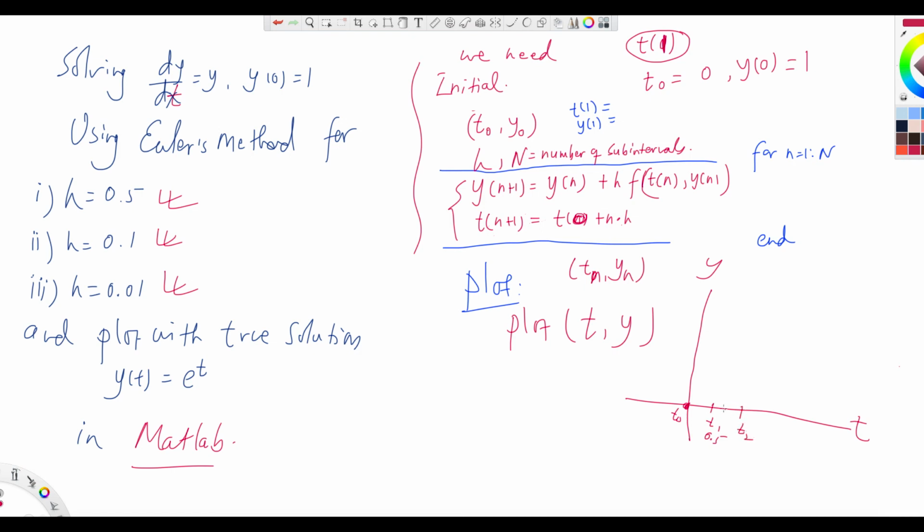t2 is also 0.5, right? And t3, t4, 1 2 3 4, and then t5. So these are the steps, right? These are basically the h is 0.5, so this is 0.5, 1, 1.5, 2, and then 2.5. That's what we will see in the plot, okay?